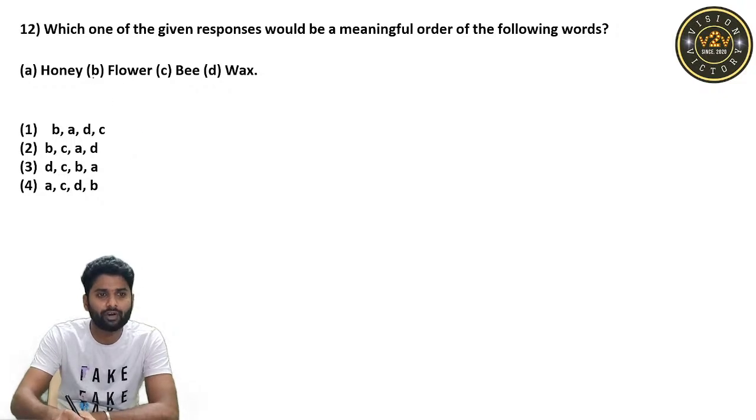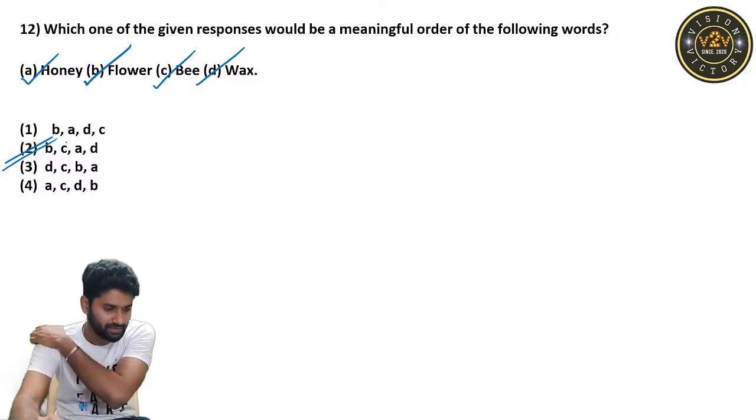Yes, here is the meaningful order. First, you have to consider flower, then you will get bee, and with the help of the bee and flower, you will get honey, and finally, you get wax. So the best option is 2. It's very good, Nanu. Shanmukh, very good.